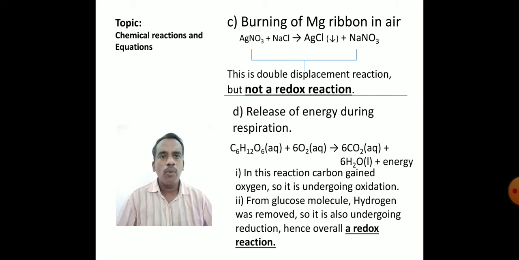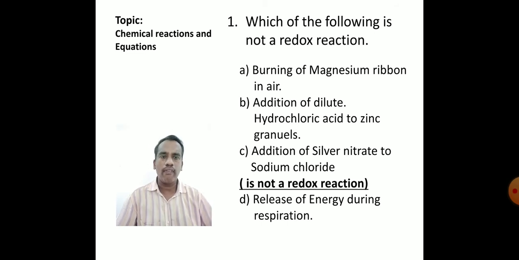You can also observe the hydrogen is gaining oxygen. So in this reaction we can observe there is an oxidation reaction and a reduction reaction. Overall this is a redox reaction. So which is not a redox reaction? The addition of silver nitrate to sodium chloride. It is just a double displacement reaction and also a precipitation reaction, but not a redox reaction. So we can conclude the question: which of the following is not a redox reaction, the option C is not a redox reaction.